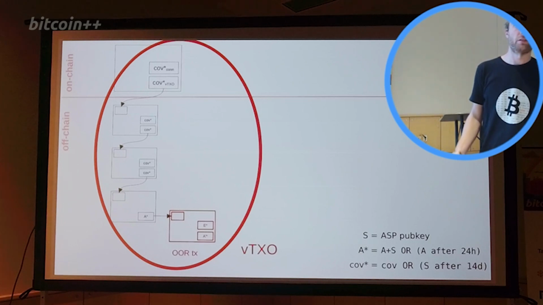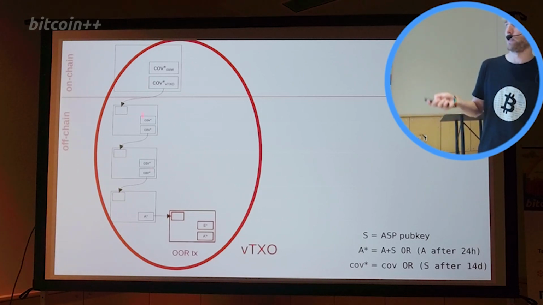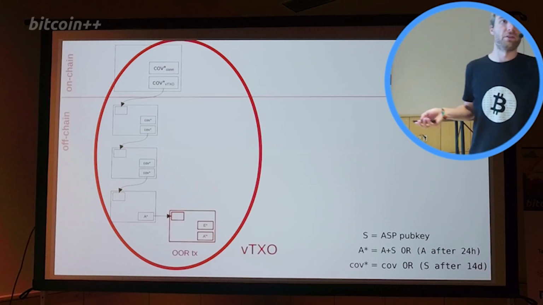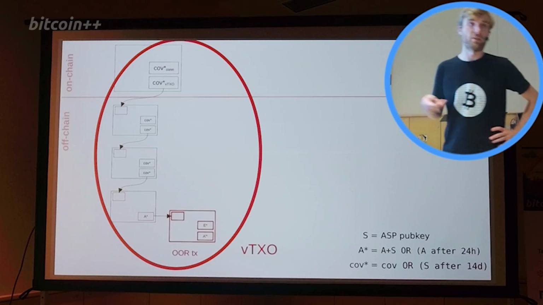Yes. In the out-of-round model, it involves having to trust Alice and the ASP not to collude and double sign this transaction. But you can trivially prove to the public that the ASP double signed, and then it will hopefully get out of business, right? Yes, after the fact.